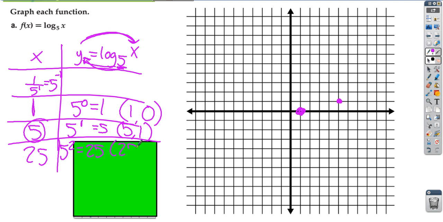So the point (25, 2) is on that graph, and that's actually way, way out here, so I can't even really accurately fit it. You know, it's somewhere over there. Okay, then let's get one point in the negative direction.